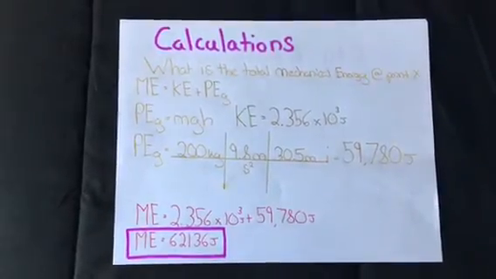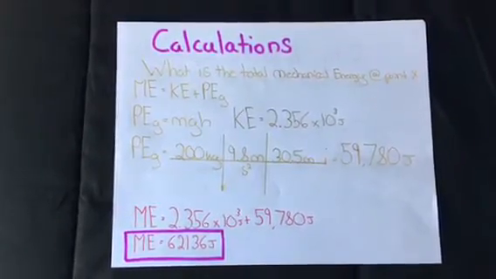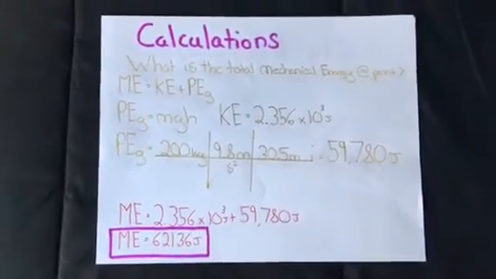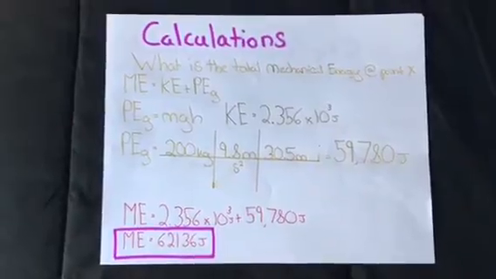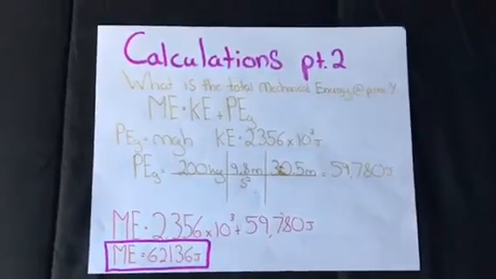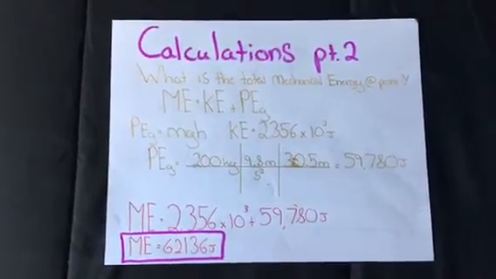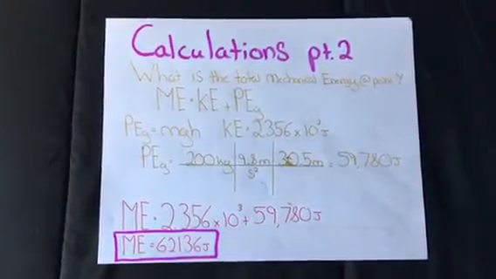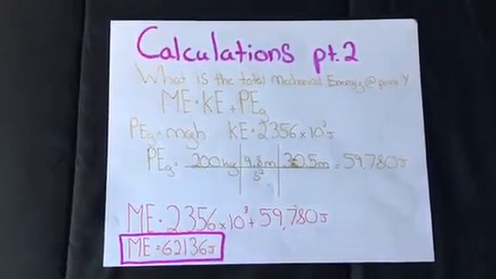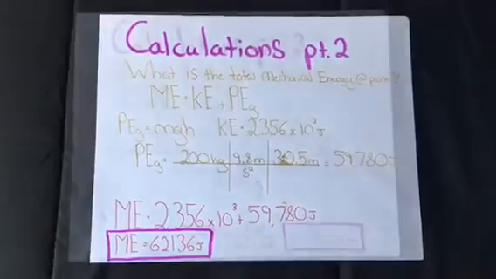Then, to find the total mechanical energy at point Y, you would do the exact same thing and end up with 62,136 joules, because they will both be the same since we're talking about the total energy of the roller coaster, which is always the same for both parts. So just as I said before, the total mechanical energy for point Y would be the exact same as it was for point X, since the total energy is the same throughout the entire roller coaster system, and you would thus end up getting 62,136 joules of energy as the total mechanical energy.